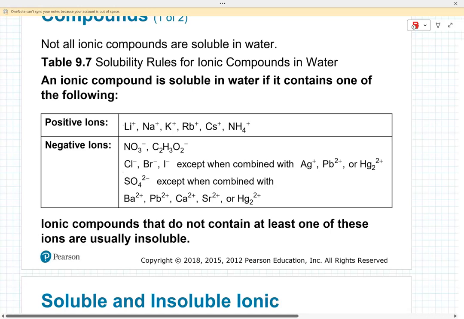So, you have an ionic compound, all right? So first, you ask yourself, what is the cation? If it is one of these 7, which are very easy to remember, it is metals of the first group. Okay, you can see that. Plus ammonia.